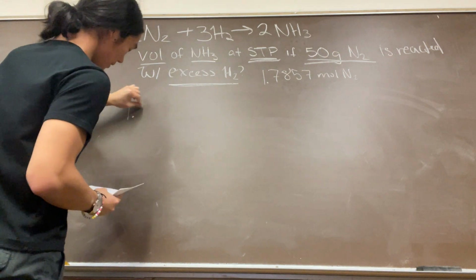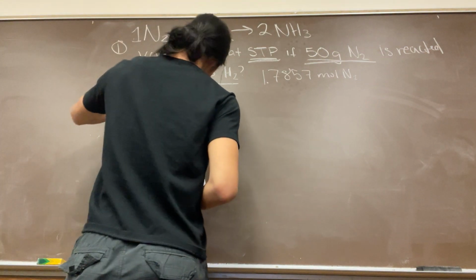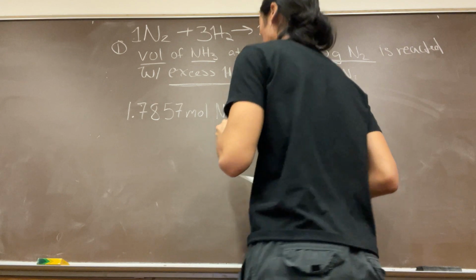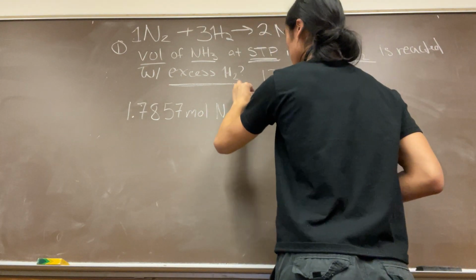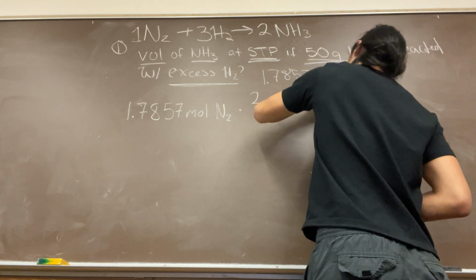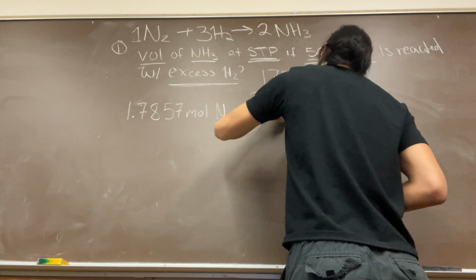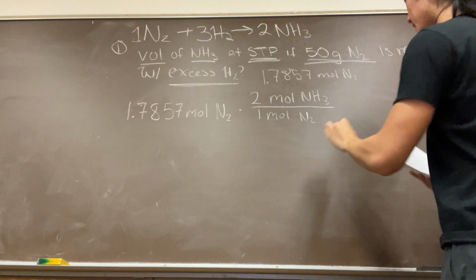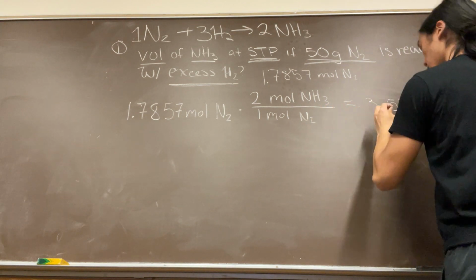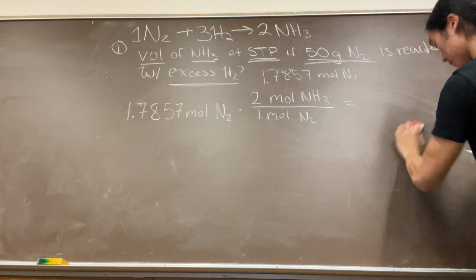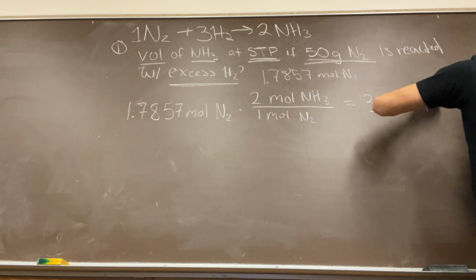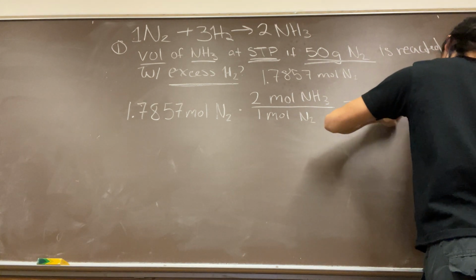So 1.7857 moles of nitrogen gas, we multiply it this time. So we get 2 moles of NH3 for every 1 mole of N2 that we use, right? So we get that, and that gives us 3.5. That's the ugliest 5 I've ever written in my life. 3.5714 moles of NH3.